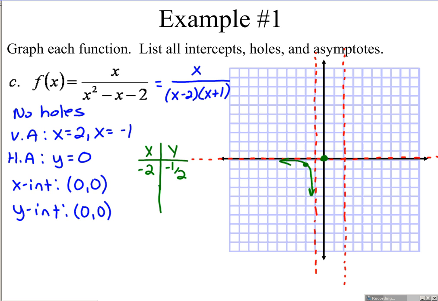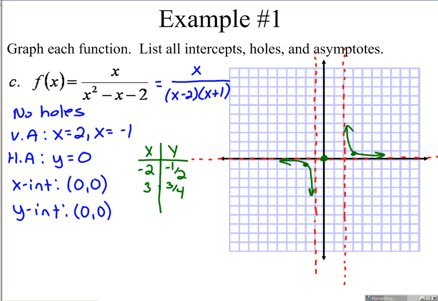Let's go to the far right section before we worry about that middle section. To the right, let's plug in +3. If we plug in +3, we get 3 over 9 minus 5, which is 4. We get out 3/4. So over 3, up 3/4. We know in the far right section, our function is approaching the asymptote lines there and there.